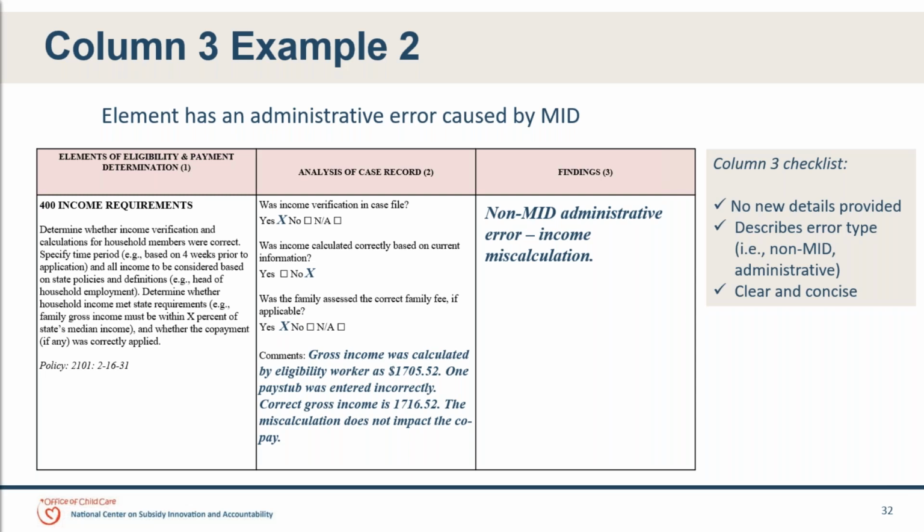So here's a checklist. We'll take a look at our checklist for column 3. There are no new details provided. All of the details are in column 2. The summary describes the error type, non-MID administrative, and it's clear and concise. I could easily come along, take a look at that, and know exactly what happened in the element. And I could also code column 4. Again, I don't have column 4 here, but I could code it based on this information.